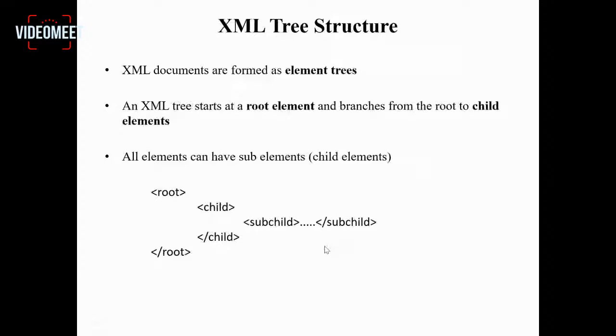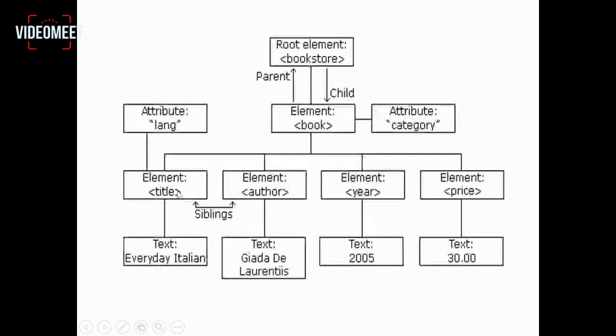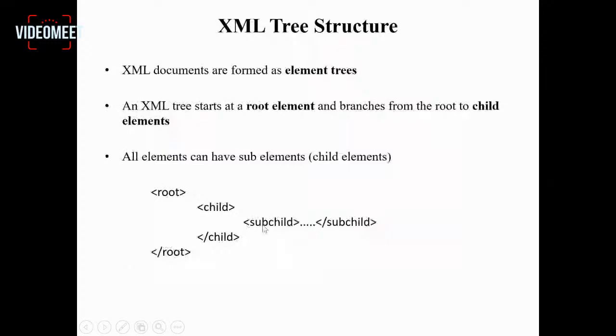The structure of an XML document also follows the tree-like structure that we followed in HTML. So XML documents are formed as element trees. An XML tree starts at a root element and branches from the root to child elements. So you will have a root element, then some child elements, and again that child element may have subchild elements. Again, a subchild may have another subchild element. That way, you can arrange the elements in a tree-like structure.